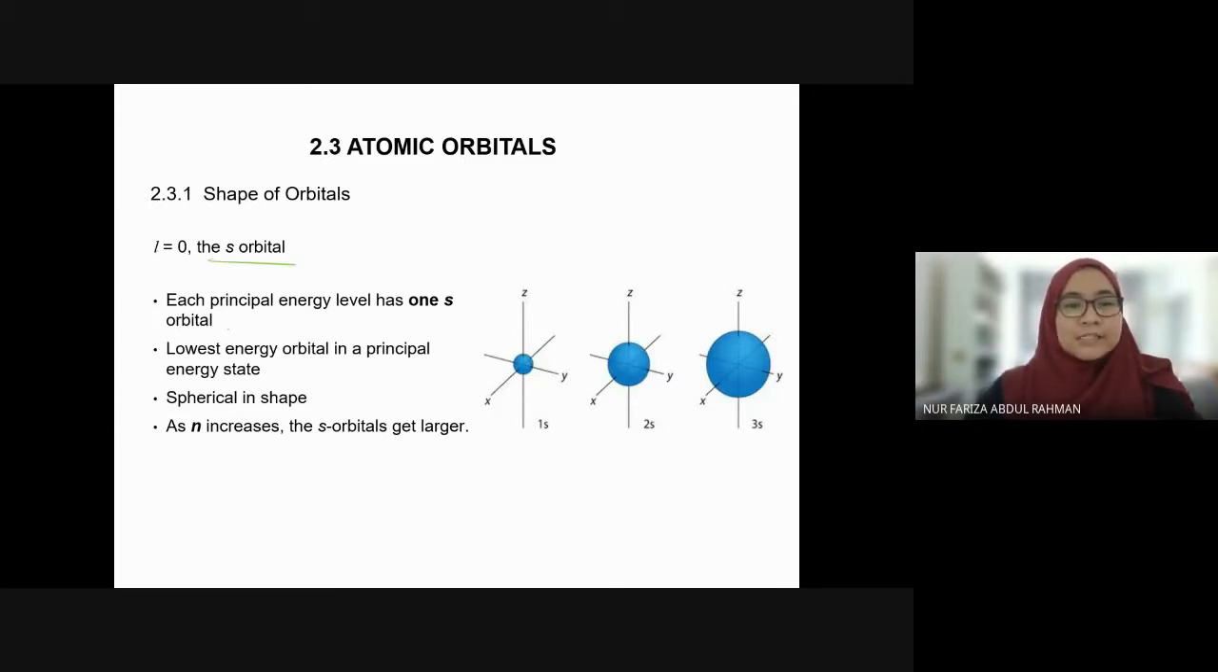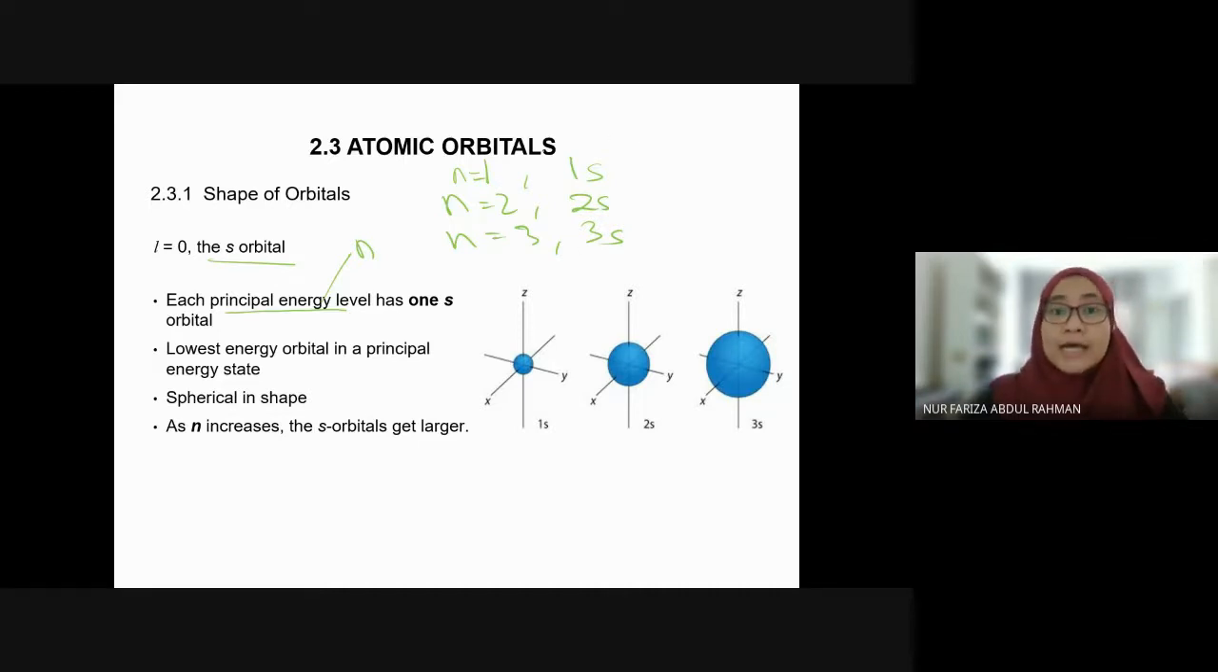Each principal energy level has one s orbital. The principal energy level is n. If n is equal to 1, that means we have one s orbital. If n is equal to 2, that means we have two s orbitals in total, one for each level. For each principal energy level, there will be one s orbital. Understand? There must be one s orbital.